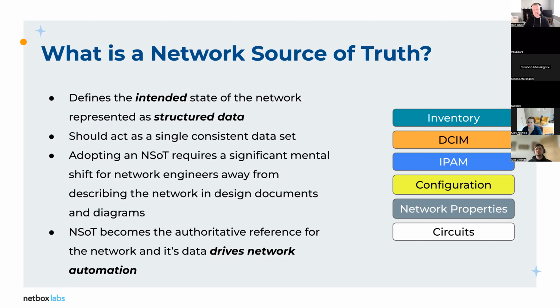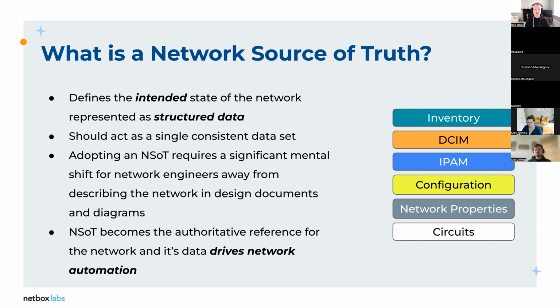But what a source of truth is, is the intended state of your network, and that allows you then to work out whether you've got a difference between what you're seeing in your intended state, which is in your source of truth, versus your actual state on the network. And then you can decide how you act on that information.